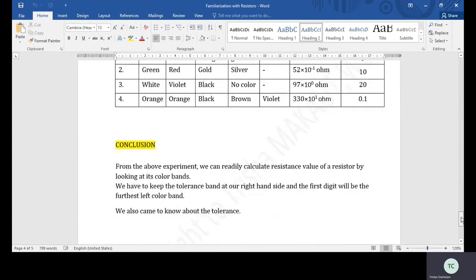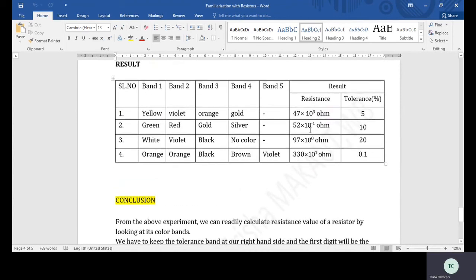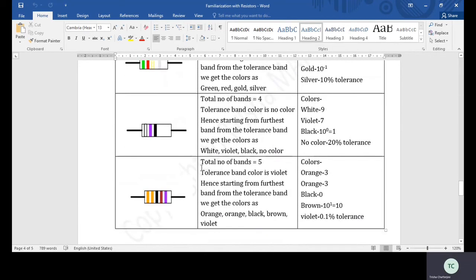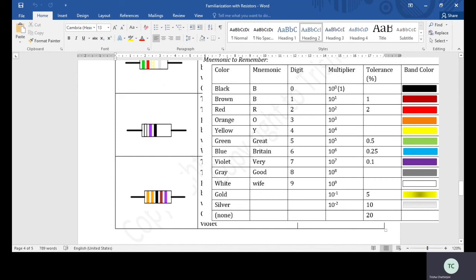So the value for the second resistor comes to 52 × 10^-1 ohm with 10% tolerance. Now for the fourth resistor, the total number of bands is 4, and the tolerance band has no color. So the first band is a white color, right? So white, violet, black, and no color. White is in the last position, and the last position is our ninth position. So it is 9.